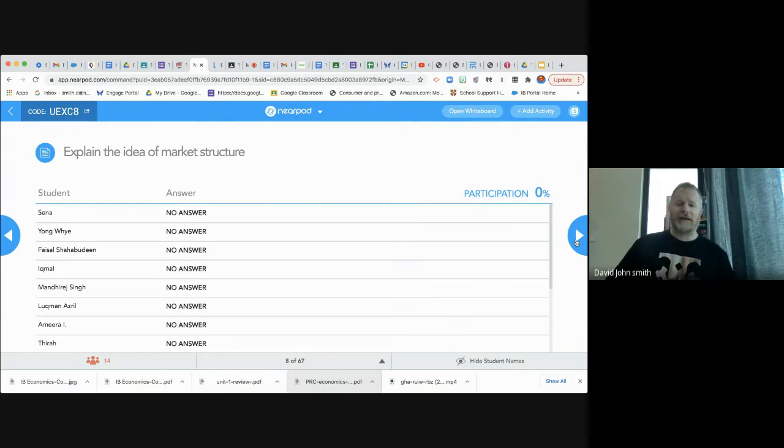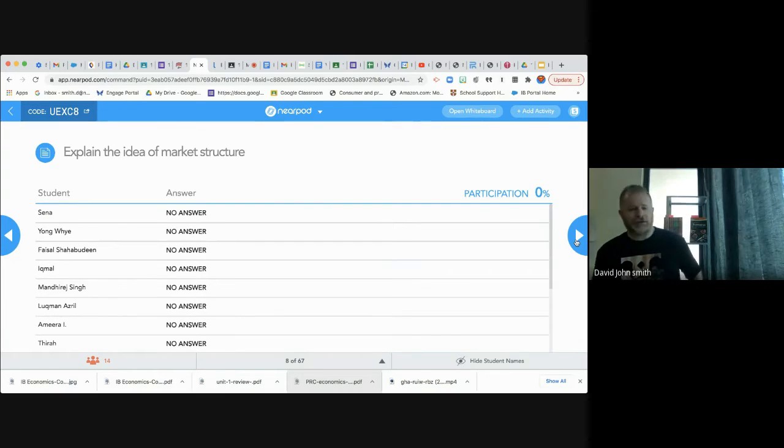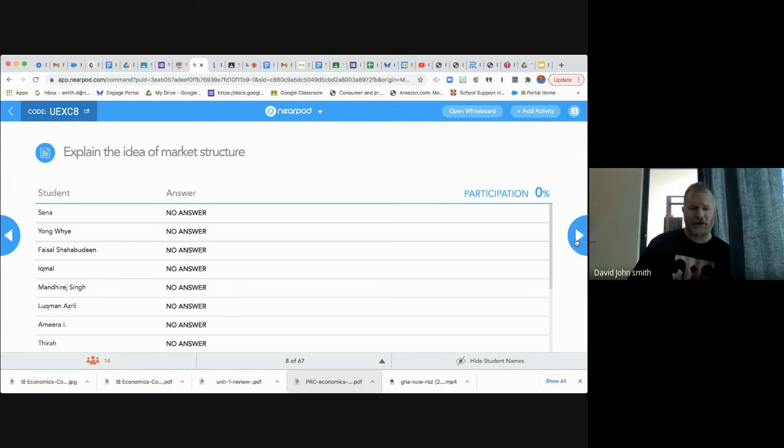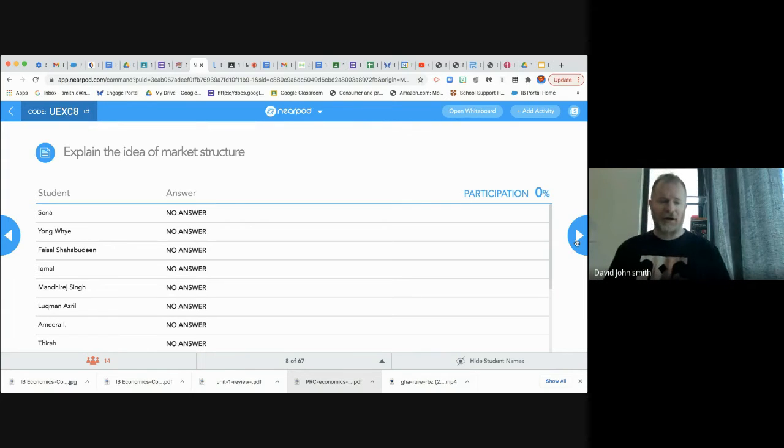So very quickly, last thing we're going to do today, I'd like you to explain to me what you think this market structure idea is all about. Where you go, team? Last thing for today. What is this market structure all about that we're talking about?